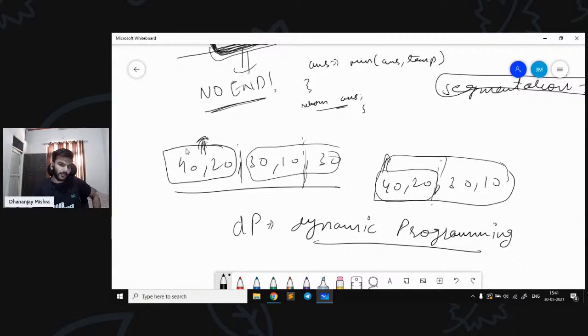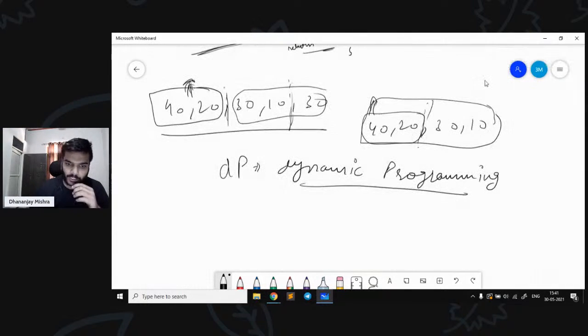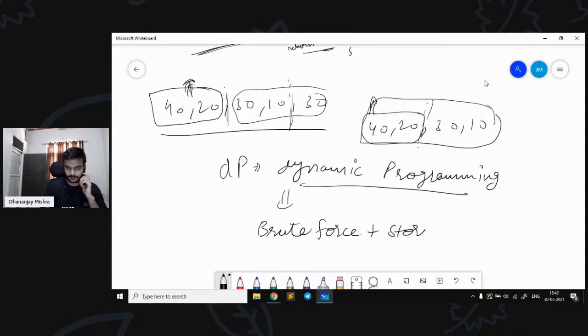So if I again do partitions in this left subpart, I will again fetch 40 comma 20 here. So why compute it again? That's why we will store the answer the first time we solve for this, and use that answer here also. So that's dynamic programming. Basically, dynamic programming is simply brute force plus storing, and storing is normally called memoization. So that's all about dynamic programming.